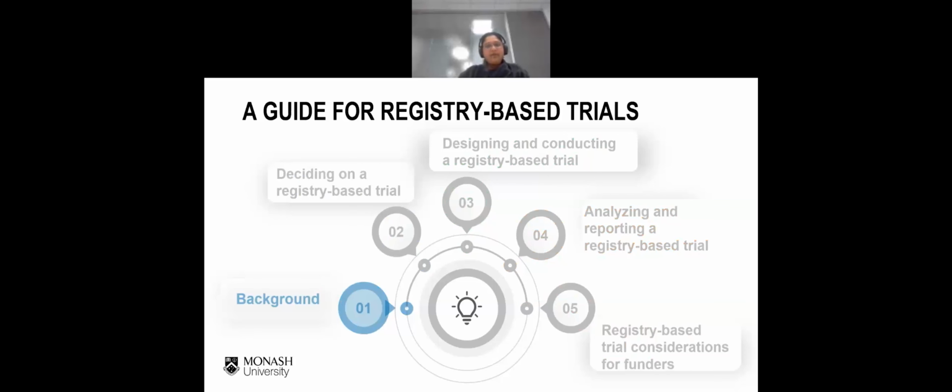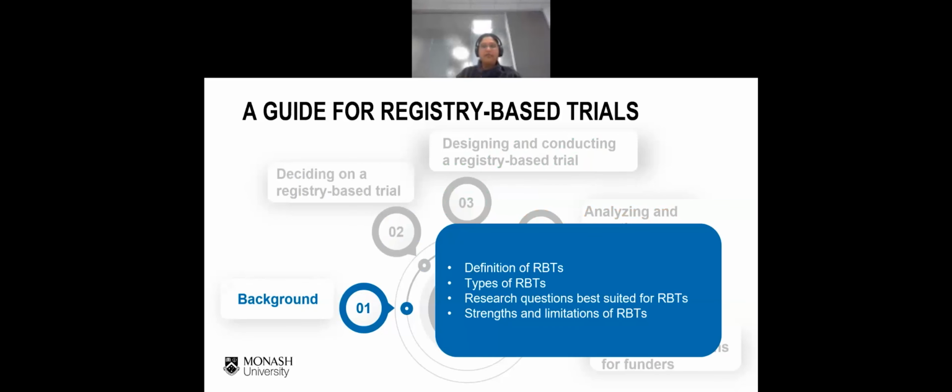So the first section, which is the background, provides an overview of registry-based trials and establishes a working definition for the purpose of this guide. So like I mentioned previously, defining a registry-based trial was particularly challenging. And so we included the insights from the national meeting, the interviews, and with collaborating with our investigators, there was a broad definition that's included in the first section. It also includes information on different types of registry-based trials, considers best suited research questions for registry-based trials and discusses the strengths and limitations of this methodology.